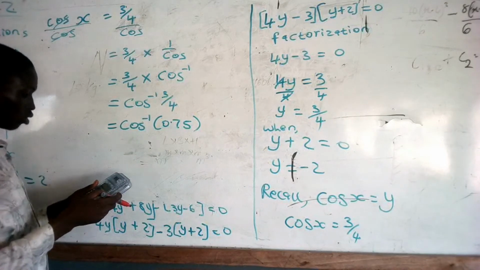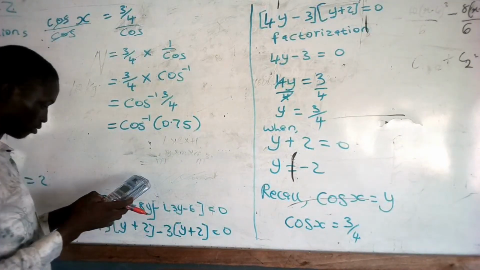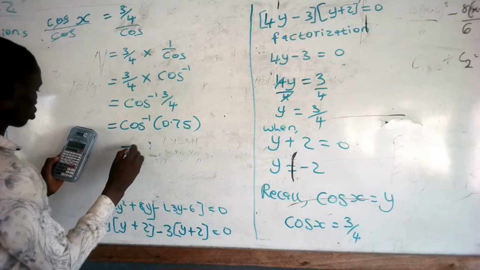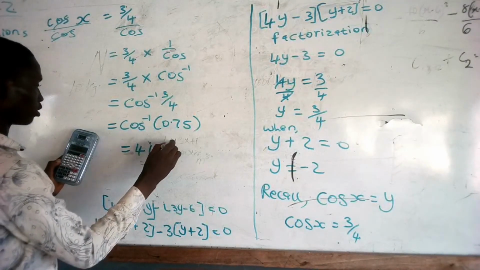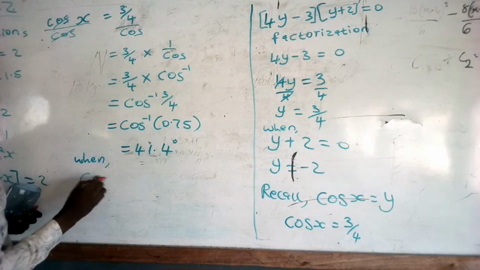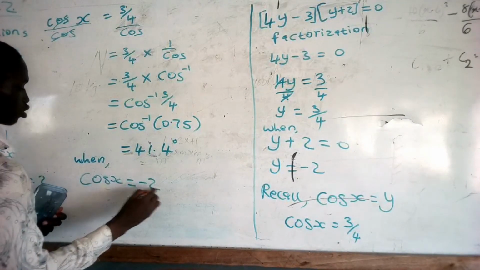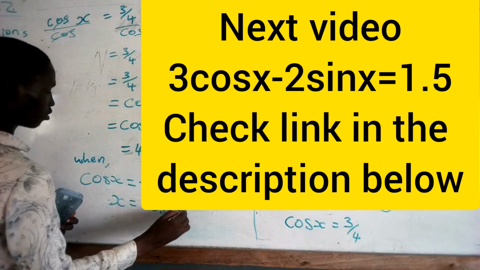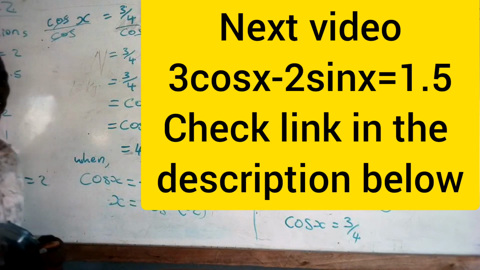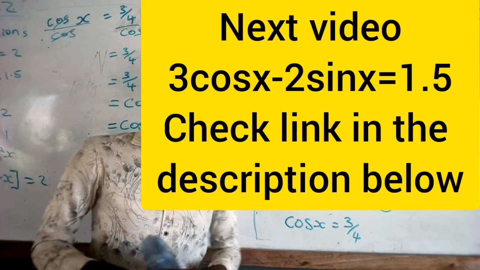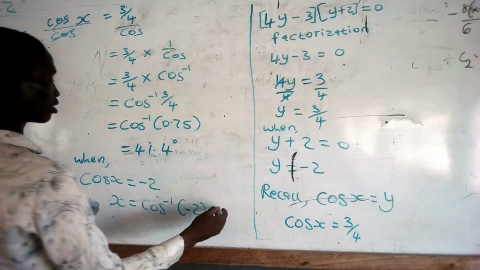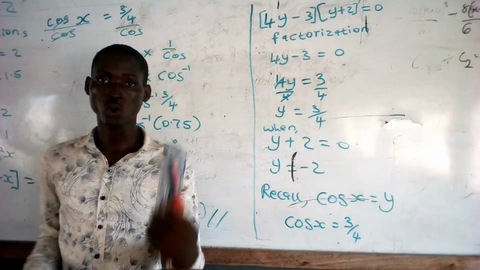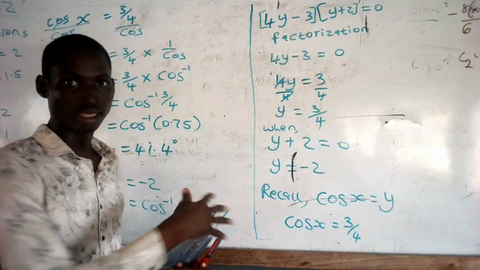Okay, so cos inverse of 0.75 equals to 41.4 degrees. Cos s equals to -2. Find s. s will be equal to cos inverse of -2. If you punch on your calculator, you will see math error. So this is where we're going to end it. So, concerning question 2, this is the answer for this.